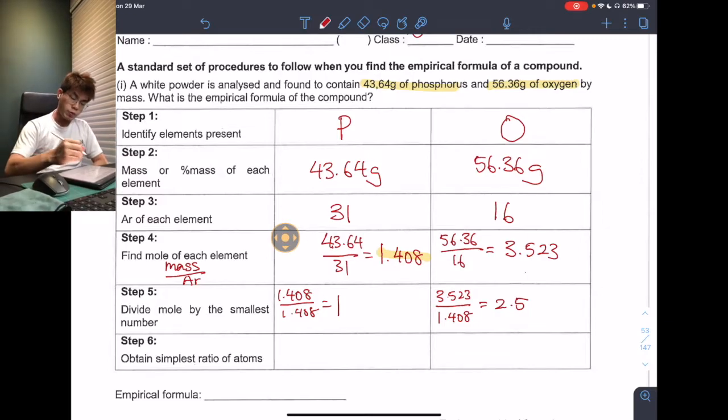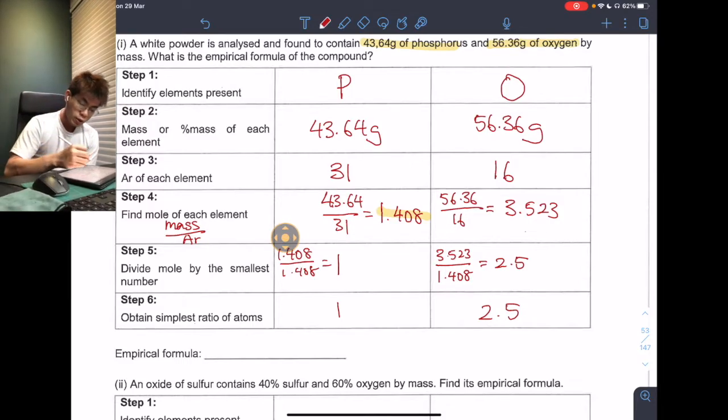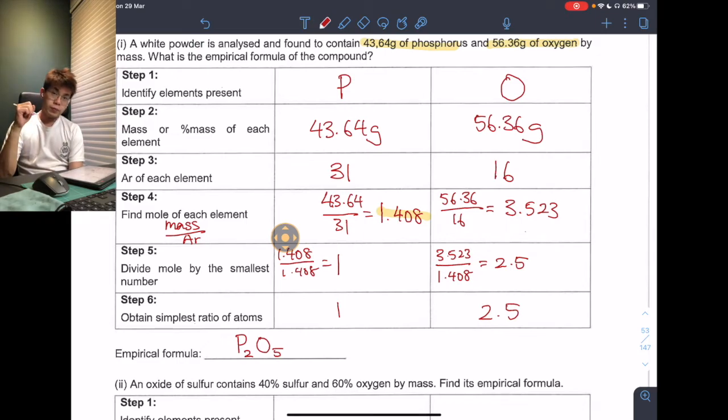So now the simplest ratio of atoms is 1 to 2.5. However, an empirical formula or molecular formula needs to be whole numbers. At O levels, it needs to be whole numbers. So I have 1 atom of P to 2.5 atoms of O. How do I make them whole numbers? So the empirical formula is P2O5. Pause this video first to get a hang of this.